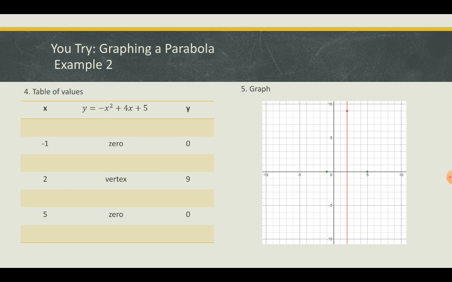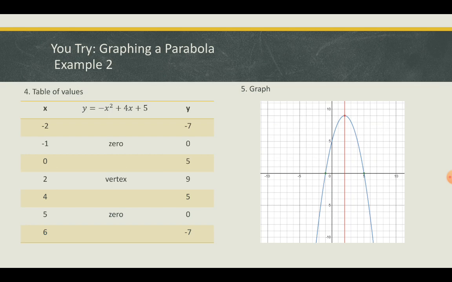All right, so I went ahead and made most of the table for you. I graphed the zeros and the vertex. Our first zero was negative 1, 0, which you can see in green on the graph. And 2, 9 is at the very top. That's our maximum. And 5, 0 is the second green dot on the graph. Then I added 2 more points to our graph so that we can make it more accurate. So I added -2, 7 and 6, -7 to the graph, and it made it much more perfect.